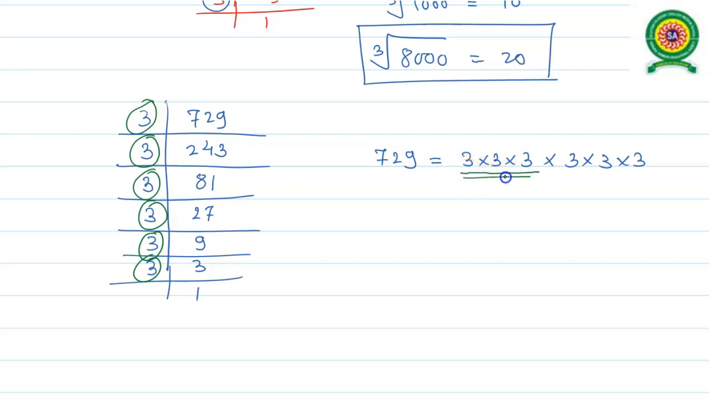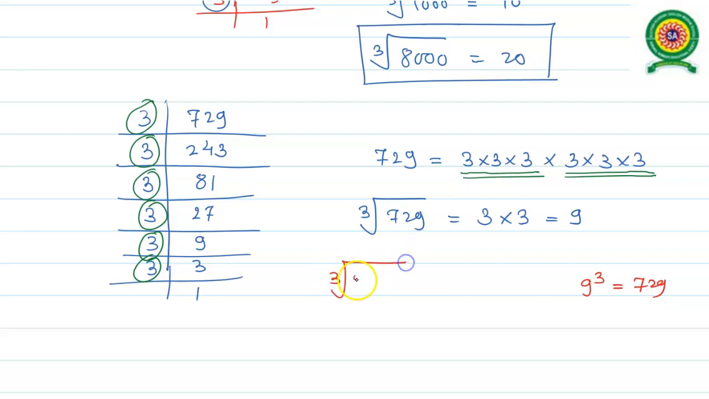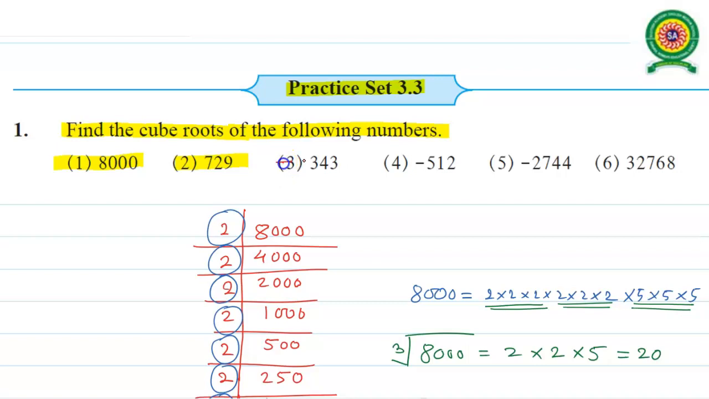Now make the triples. The first triple is made for the 3, and the next one is also for the 3. So the cube root of 729 is the first triple for the 3 into the next triple for the 3. 3 3s are 9. If you evaluate the cube of 9, you will definitely get 729. So we can write the cube root of 729 becomes 9. Look at the next sub question.